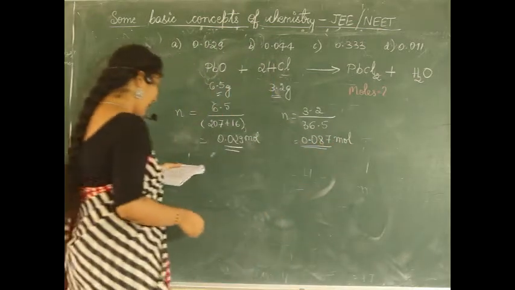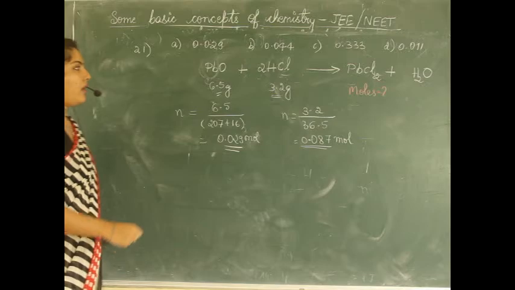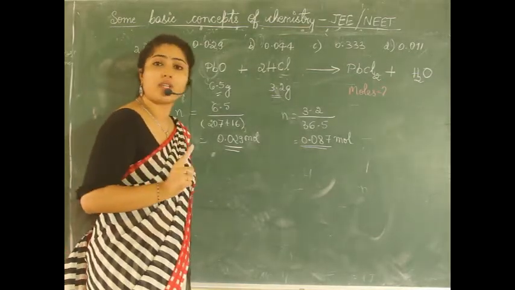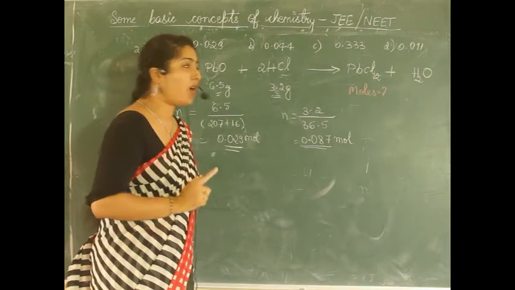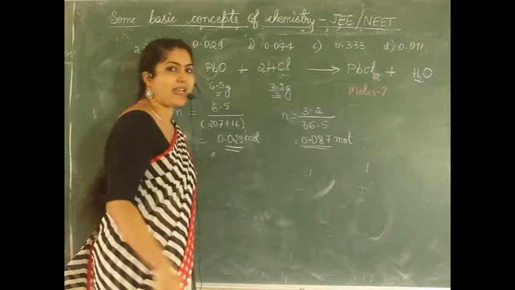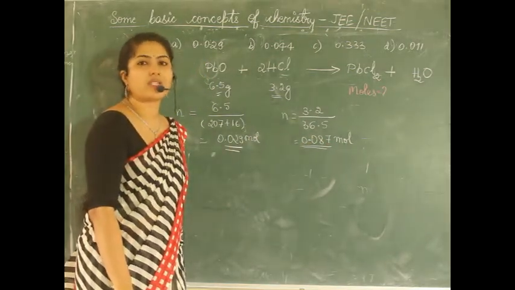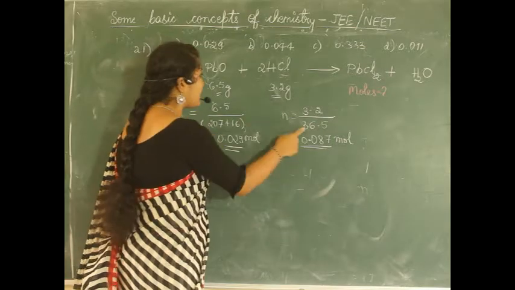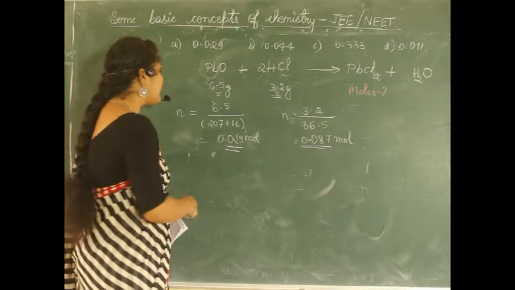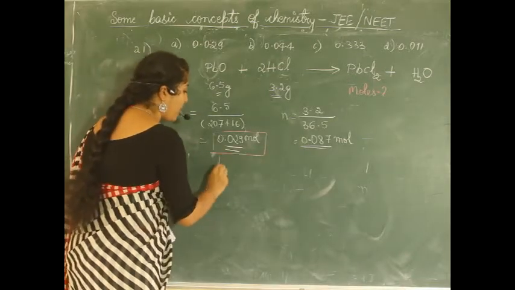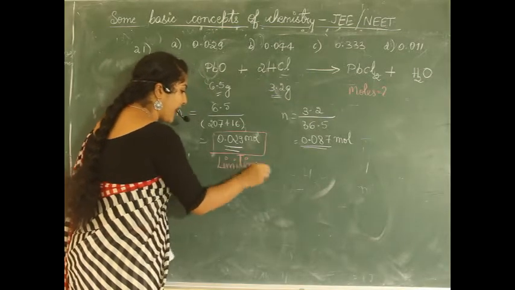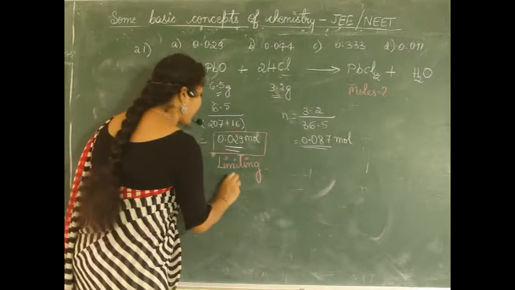Now what you have to check among these two? As I have mentioned earlier, in the question they have asked you moles of lead chloride. So since you have got an idea of mole for these reactants, we have to check which is the limiting reagent. Among these two, which is present in smallest quantity? It is lead oxide. So lead oxide will be the limiting reagent. That means it gets consumed soon in the reaction. So it limits the product.